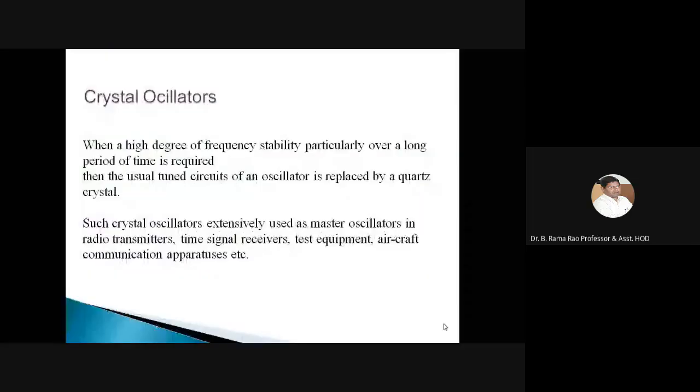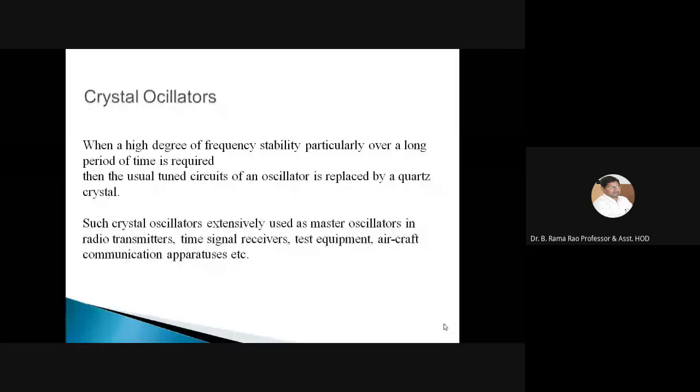Okay, good morning, all. Last class, we saw the Colpitts oscillator. The Colpitts oscillator is the oscillator which is used to generate radio frequency oscillations. Okay, and also we saw the circuit construction, operation and mathematical analysis.